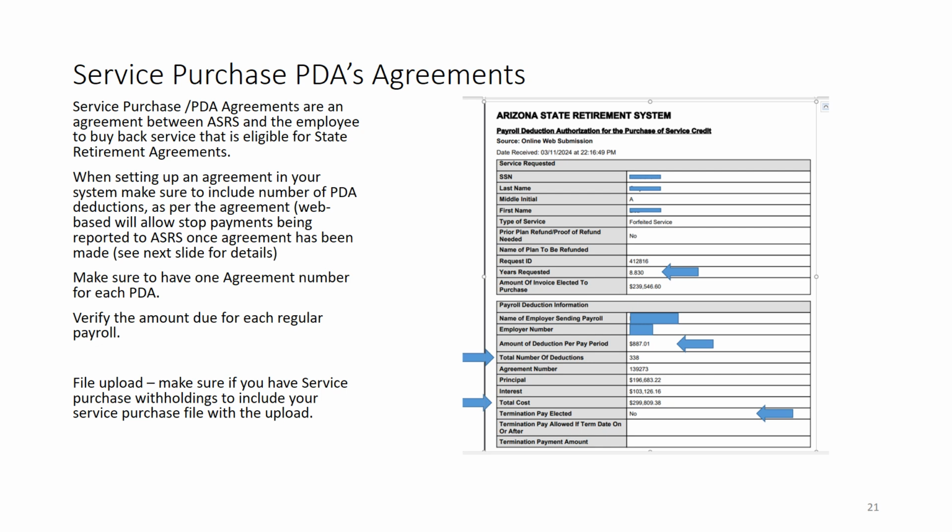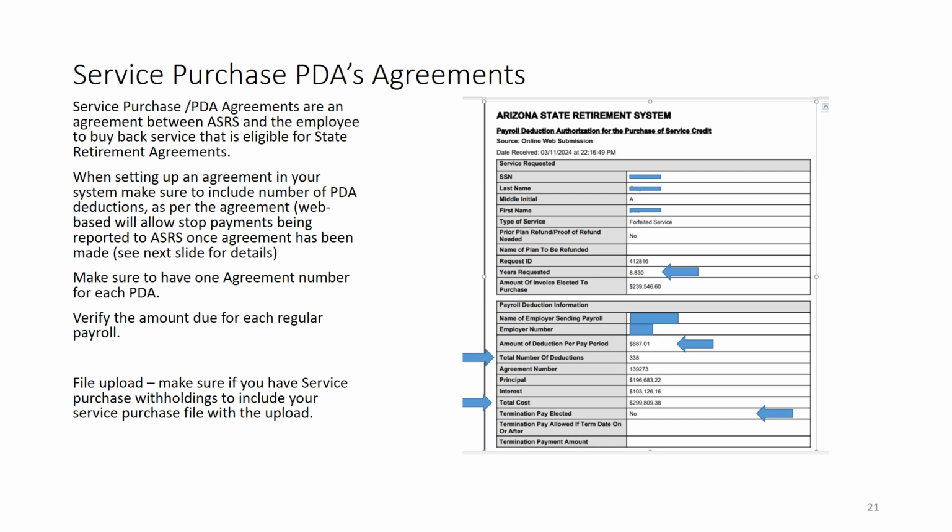Service purchase payroll deduction authorizations, or PDA agreements for short, are another important role in reporting contributions to the Arizona State Retirement System. ASRS members may be eligible to purchase ASRS service credit for time worked for other public employers or to reinstate previously forfeited ASRS service credit. There are multiple payment options for members who are purchasing service credit in the ASRS. One of these payment options is an irrevocable PDA through their ASRS employer.